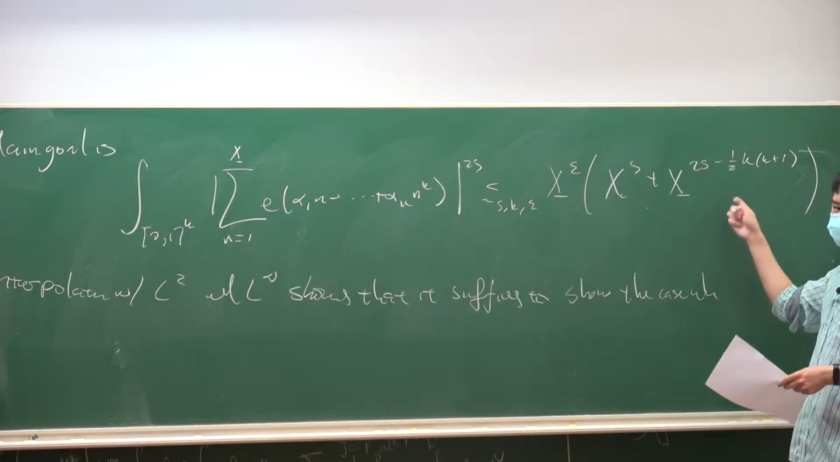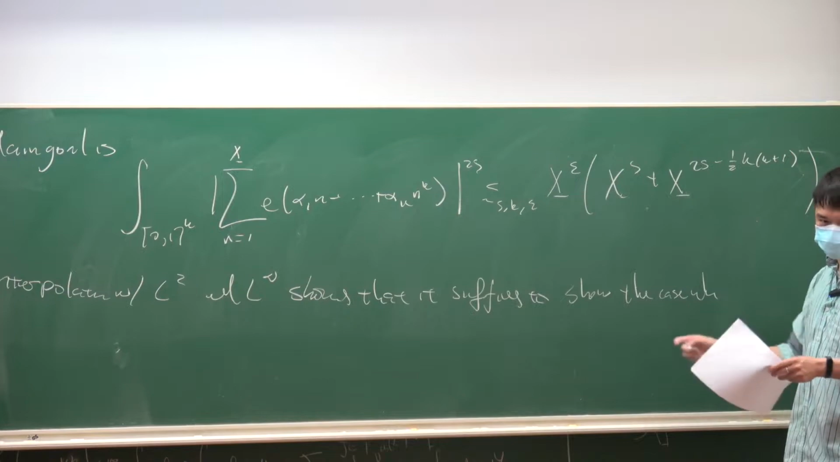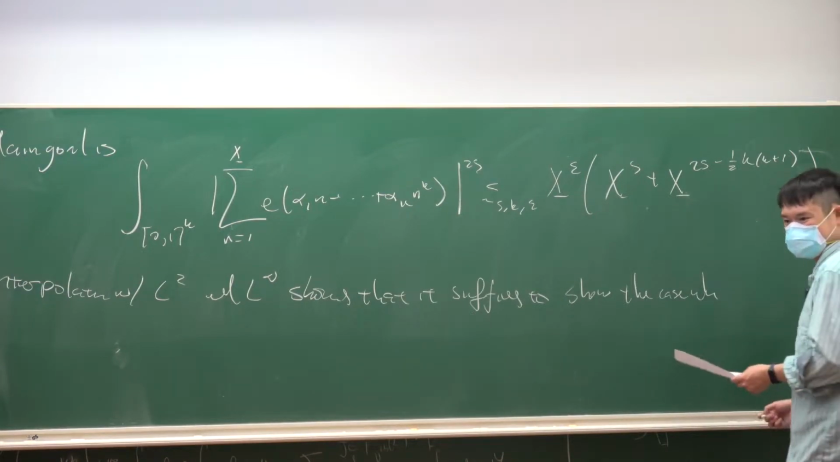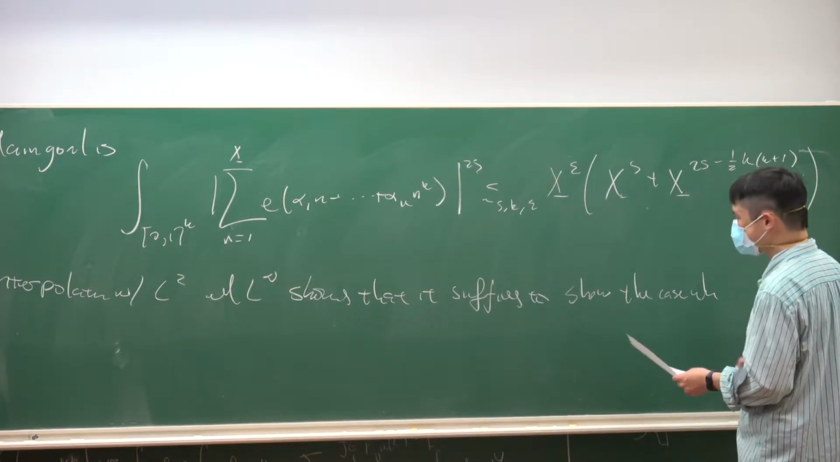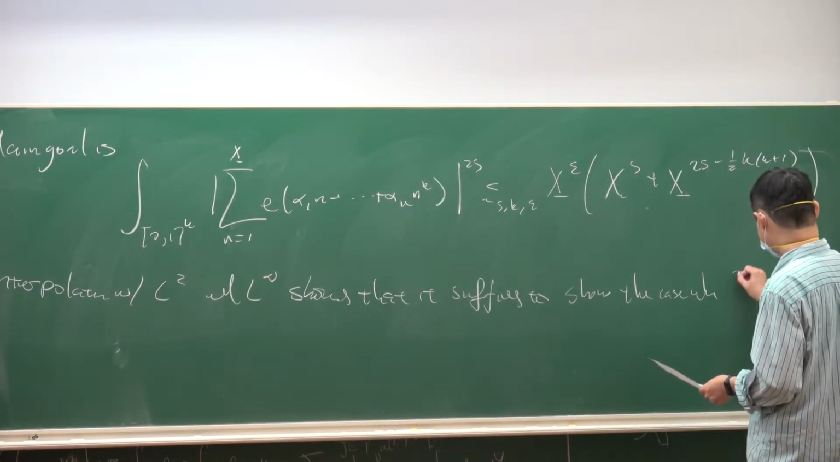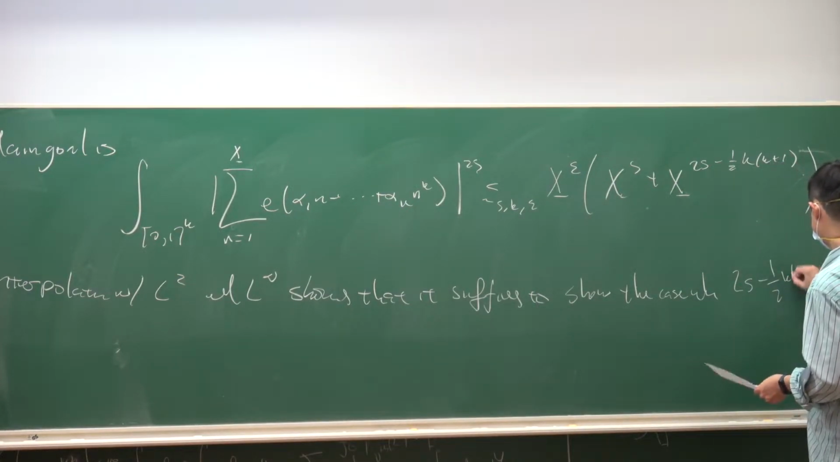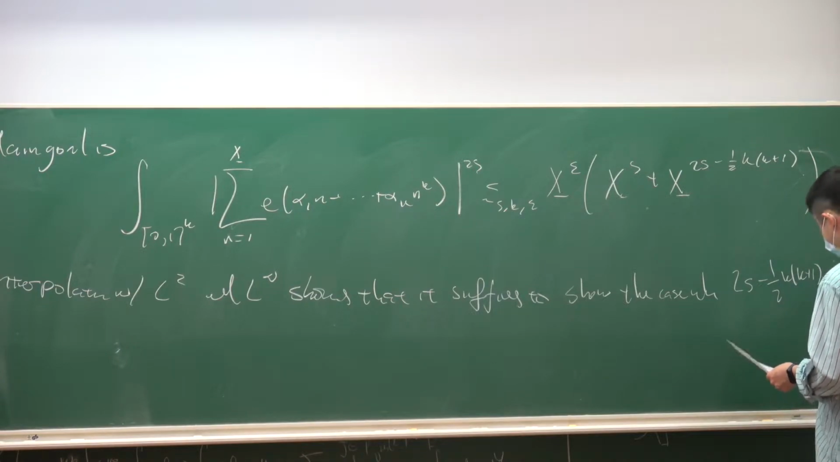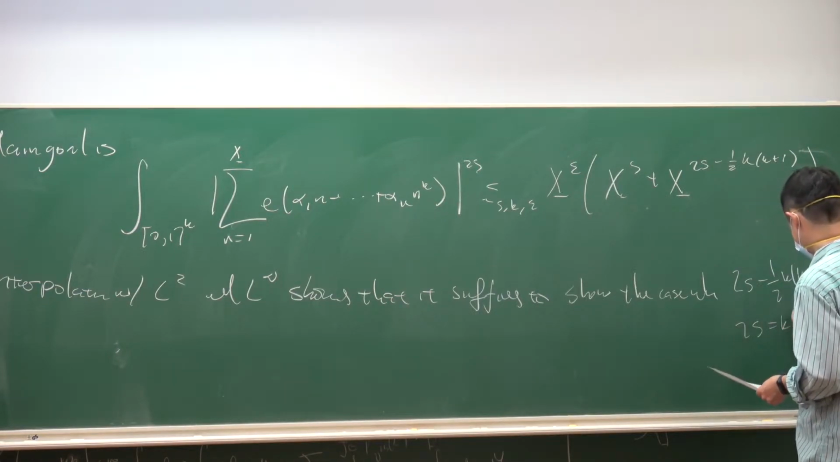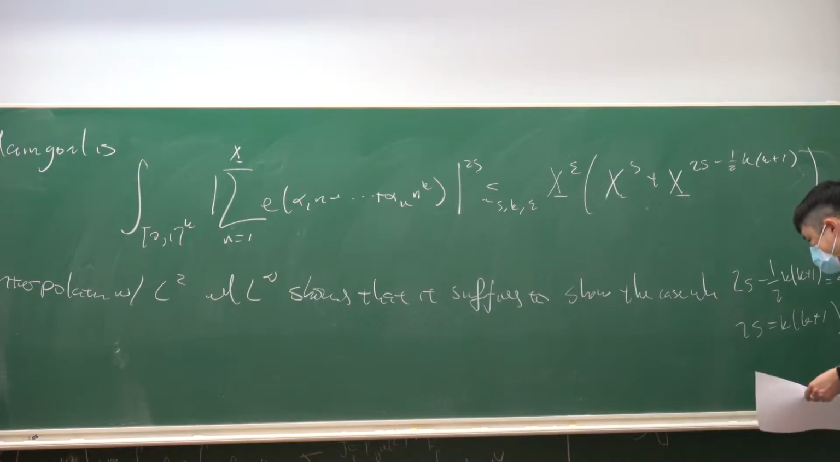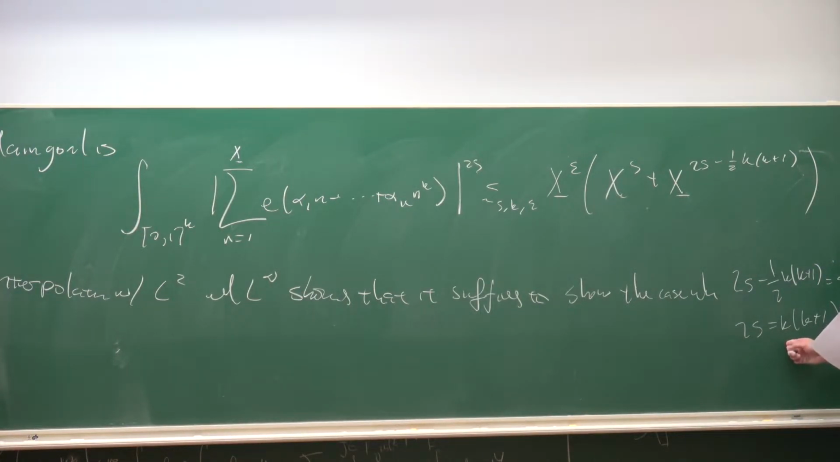Or you can think that, well, you have 2 terms. If you set them equal, then that's something where something special should happen. And it turns out if you interpolate correctly, that's indeed correct. And 2s minus half k times k plus 1 is equal to s, or in other words, 2s is k times k plus 1. And it's not a fluke that when k is 2, that's when 2s is 6. That's an L6 norm. And that's exactly the critical exponent for the parabola.